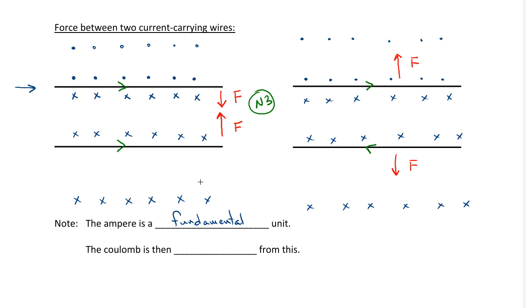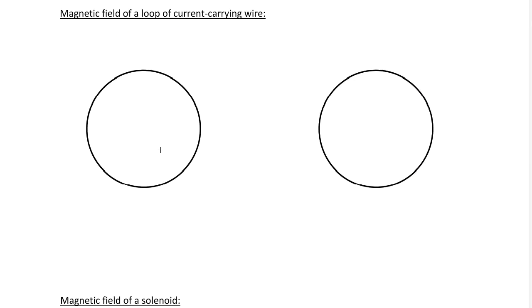You don't need to remember those numbers, but it's helpful to remember that the ampere is a fundamental unit and that the coulomb is actually then derived from that as the amount of charge that flows when 1 ampere flows through a conductor for 1 second. It's easy to think that the coulomb is the fundamental unit and the ampere is derived, but it's actually the reverse. Now, what if we take that current carrying wire and bend it into a loop?